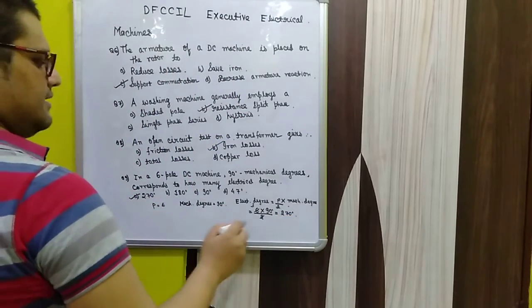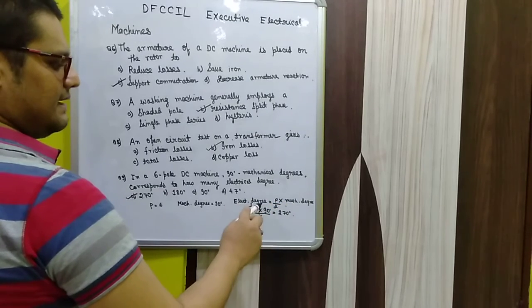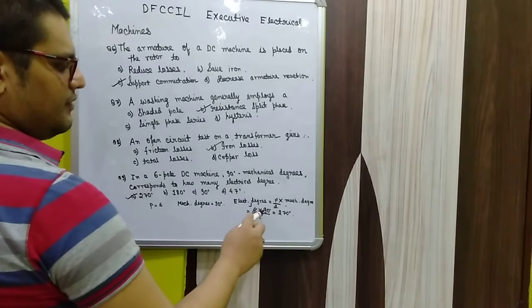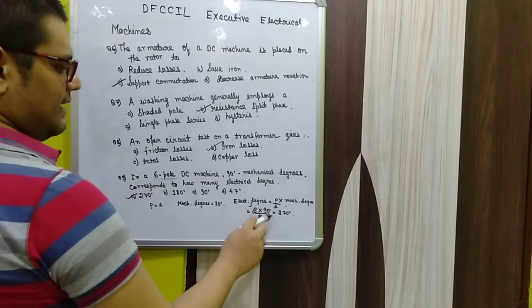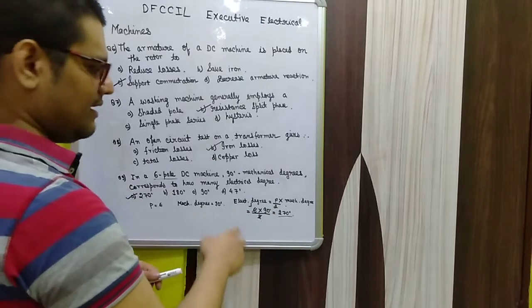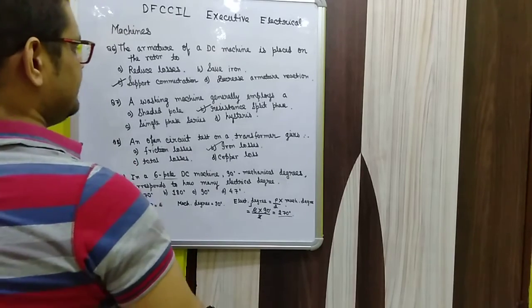So I hope you have understood how I have calculated the electrical degree from mechanical degree. Electrical degree is equal to number of poles by 2 into mechanical degree. We put the value of number of poles, 6 into 90 divided by 2, that is 270, the correct answer. So it's very easy to solve for the electrical degree. Now I go forward to question number 10.